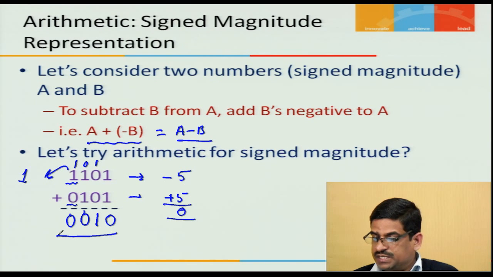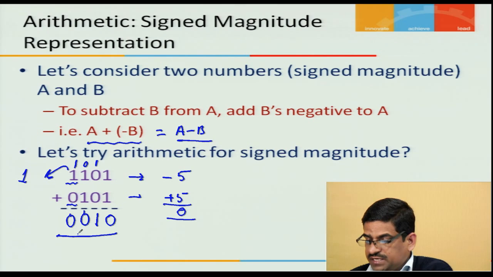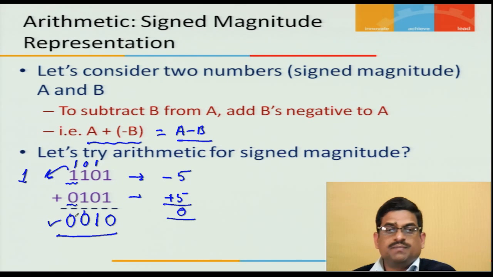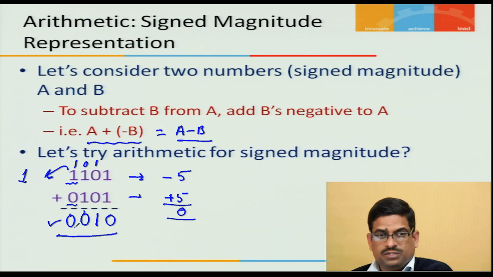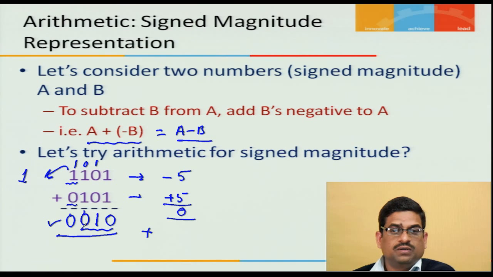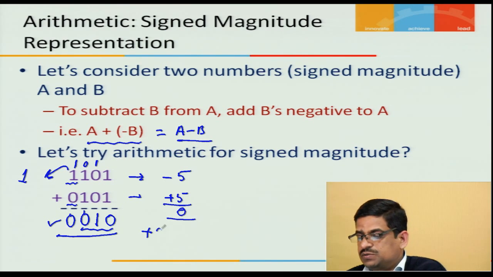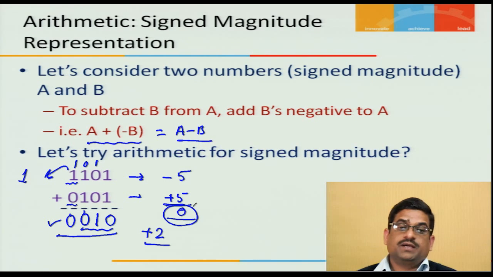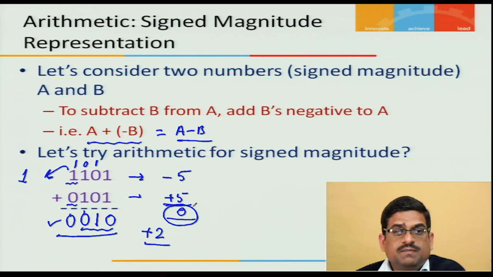So the 4-bit representation is there. In 4 bits, what result did I get? How to interpret this result in sign magnitude form? The leftmost bit is 0, so the number is positive. What is the value of the number? 0 1 0 is 2, so it is plus 2. What was the expected answer? The expected answer was 0. What did I get? 2. It means the simple addition method will not work when I am dealing with sign magnitude numbers, or numbers in binary with the sign magnitude representation.